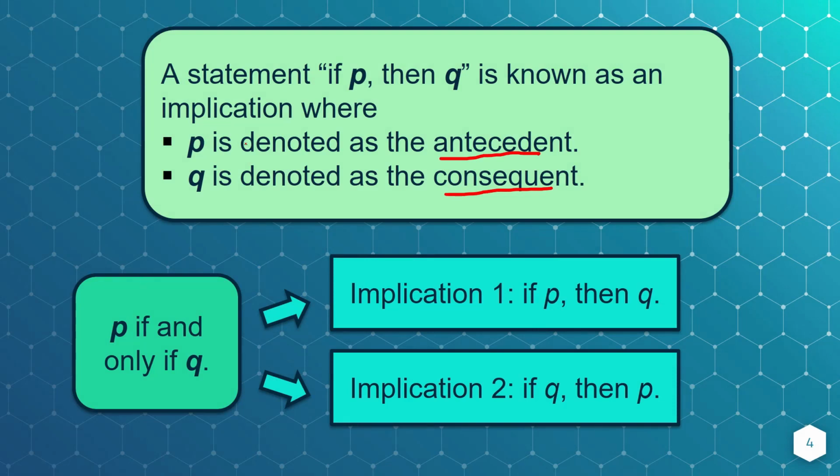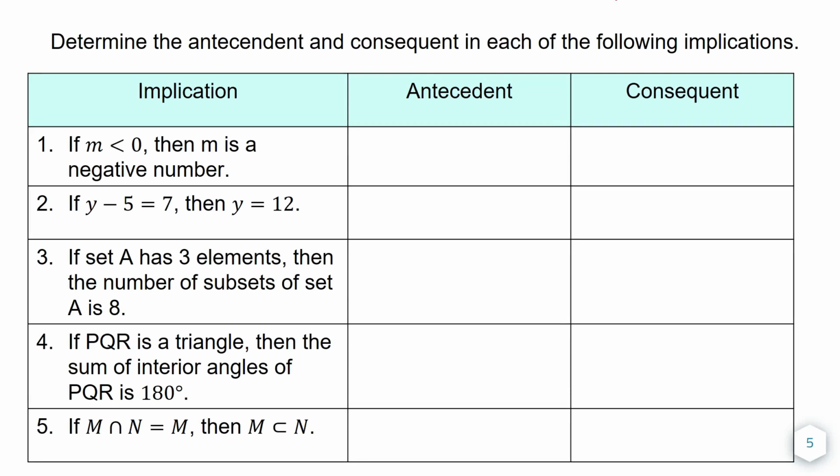Let's take a look at the second form. This is the second form: P if and only if Q. From this form we can make two implications. The first implication: if P then Q. The second implication: if Q then P. Today we're going to play with if then and if and only if. That's why I'm saying today's lesson is simple. Without further ado, we take a look at the examples.